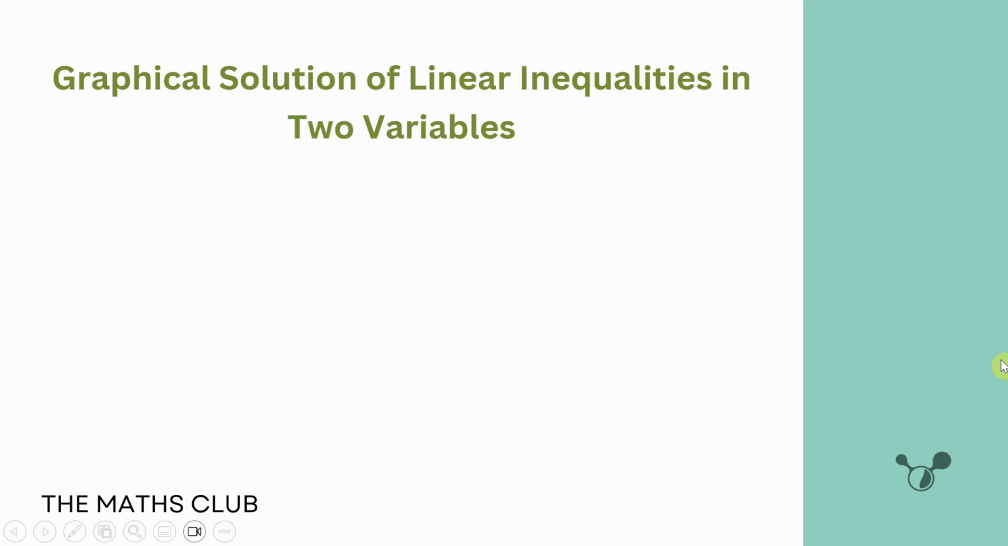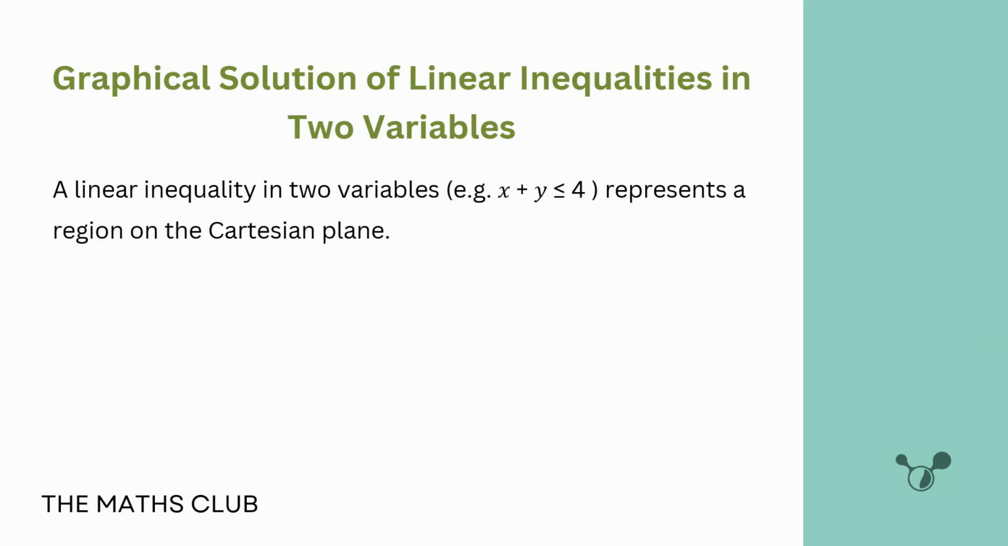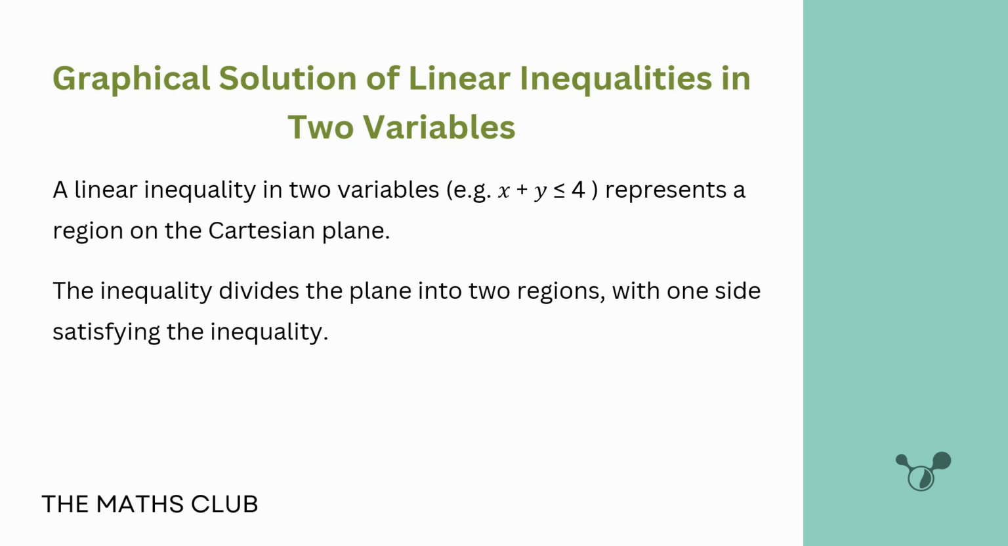So now let's look at graphical solutions of linear inequalities in two variables. When we say two variables, we're talking about x and y. So a linear inequality in two variables, such as x plus y is less than or equal to 4, has a region represented by that particular inequality on the Cartesian plane. The Cartesian plane is simply your x and y graph. So by the time you plot it, there is a region that corresponds to this inequality. This inequality divides the plane into two regions, with one side satisfying the inequality. I'm going to show that when we plot it.